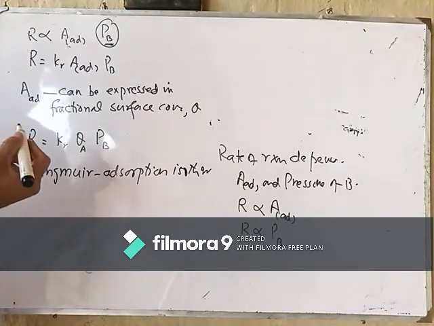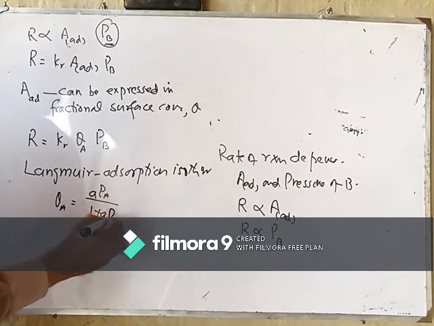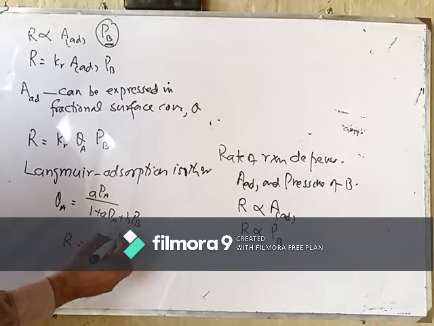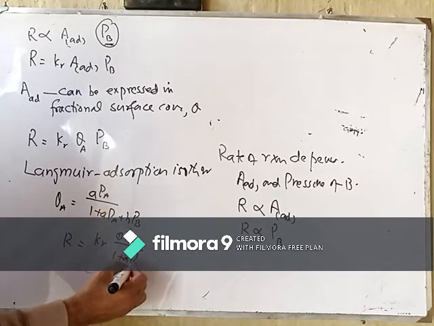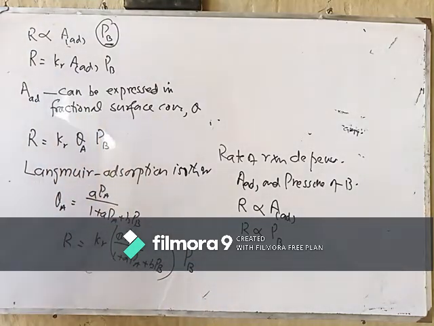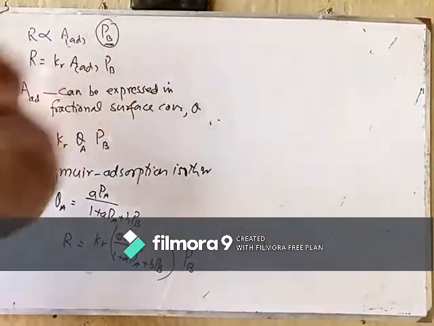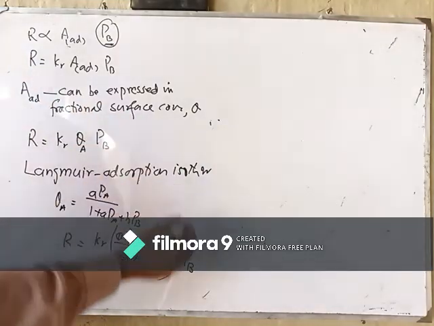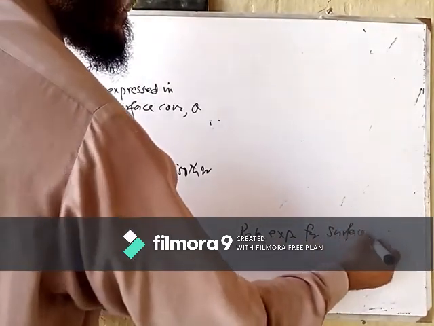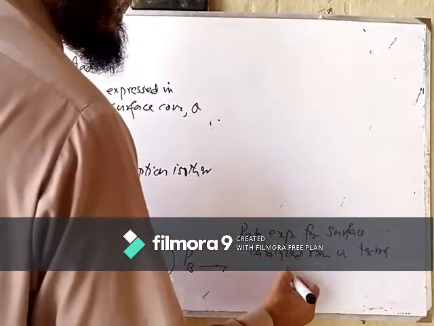Let's suppose there is competitive adsorption, then theta A will be equal to A PA over 1 plus A PA plus B PB. So the rate equation becomes R is equal to KR A PA over 1 plus A PA plus B PB, times the pressure of B. So this is the rate expression for surface catalyzed reactions according to the Eley-Rideal mechanism.